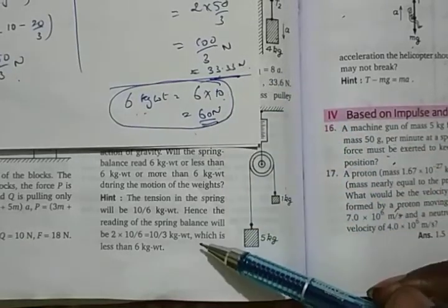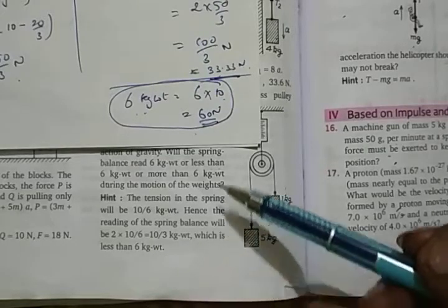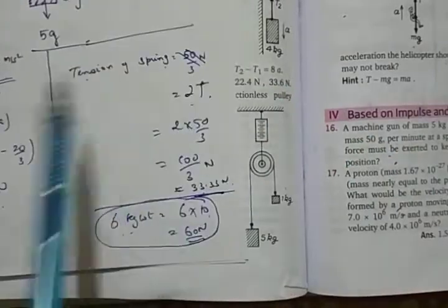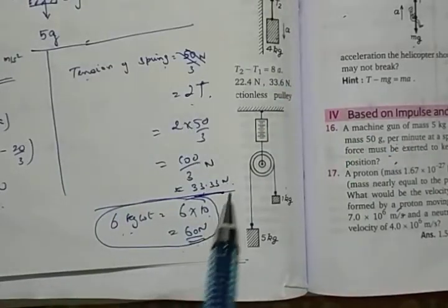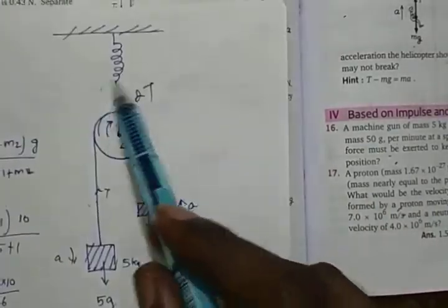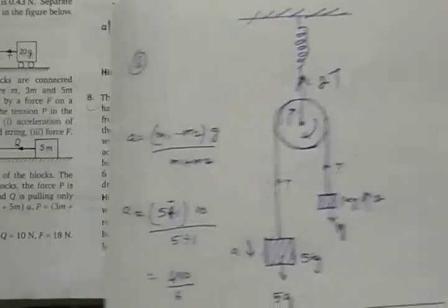Yes, this is less than this one. So it is written there. Yes, it is less than 6 kg weight, because the answer you got is less. The tension on the spring. Okay. So the very important concept is tension on the spring is equal to 2T. It is twice the tension, which is the important concept to understand. Now going to the next question here.